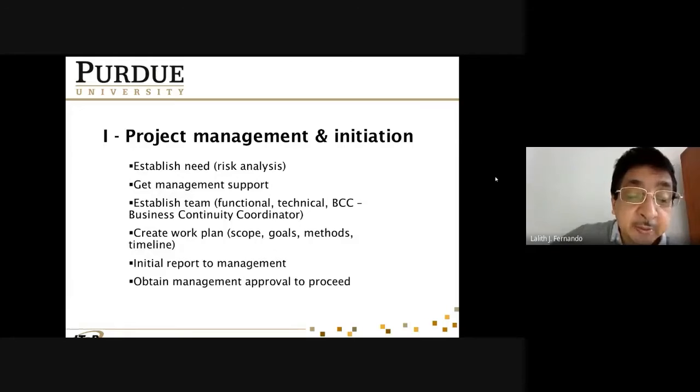So with that report, the management would go through it and the management will give the approval to proceed. So this is the project management and initiation stage.